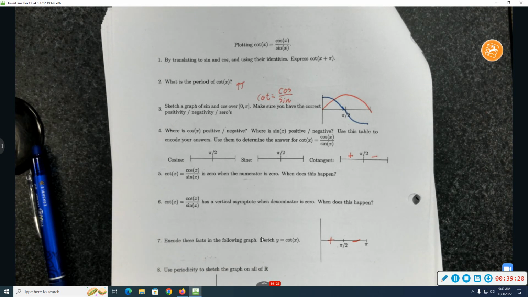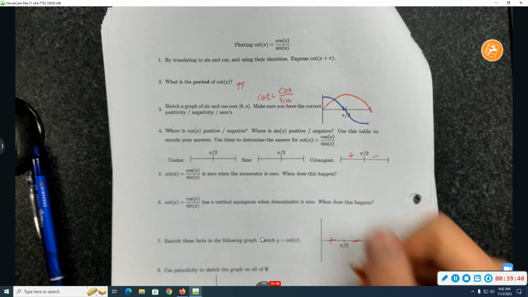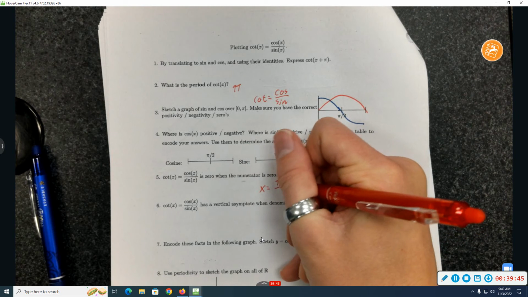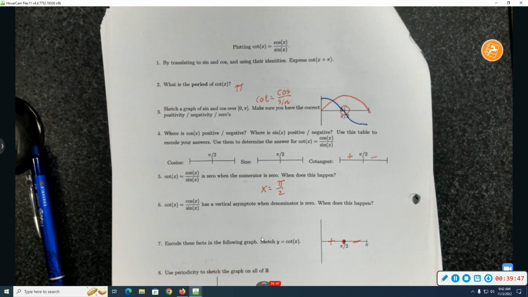Let's try to get intercepts and asymptotes. So tell me, this thing has a 0 when the numerator is 0. By looking at that graph, where is the numerator? By that, I mean this graph. Where is the numerator of this thing 0? I hear pi over 2. Because of this point. There will be a vertical asymptote when the denominator is 0. When is the denominator 0?